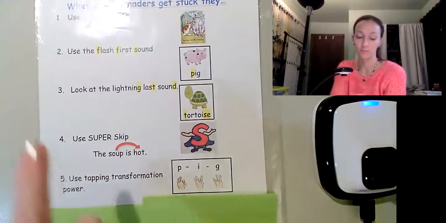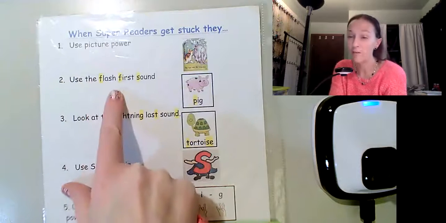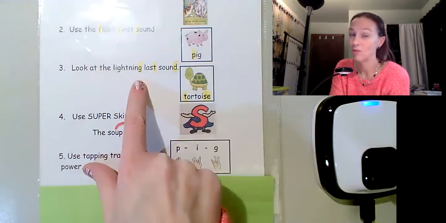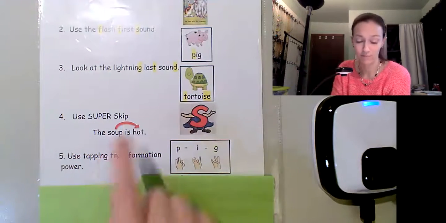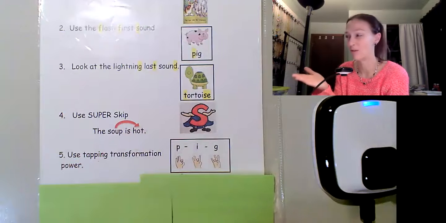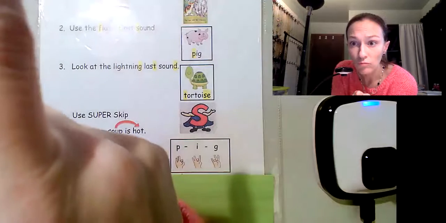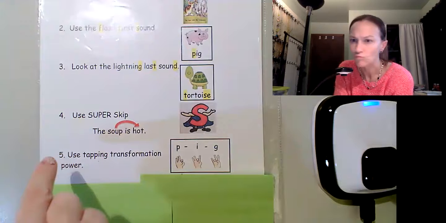So, if you've tried picture power and still don't know that word, you tried flash first sound and still don't know that word, you tried lightning last sound and still don't know that word, you tried to skip it and you came back and still don't know it, then you can try tapping. Just because you are an expert tapper, you may not skip right to step number 5.